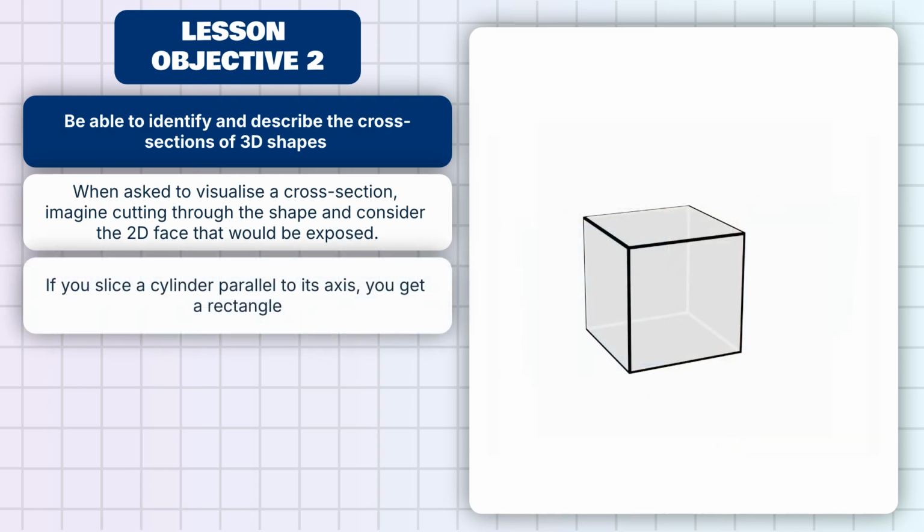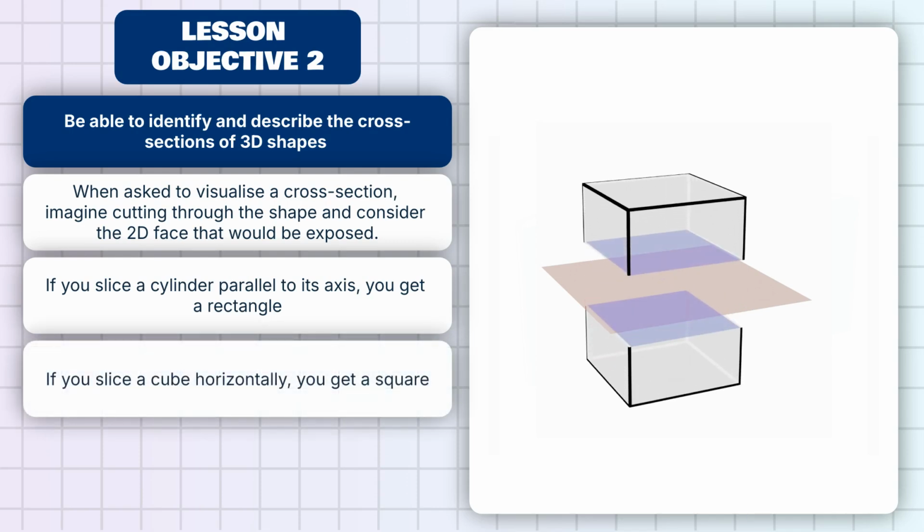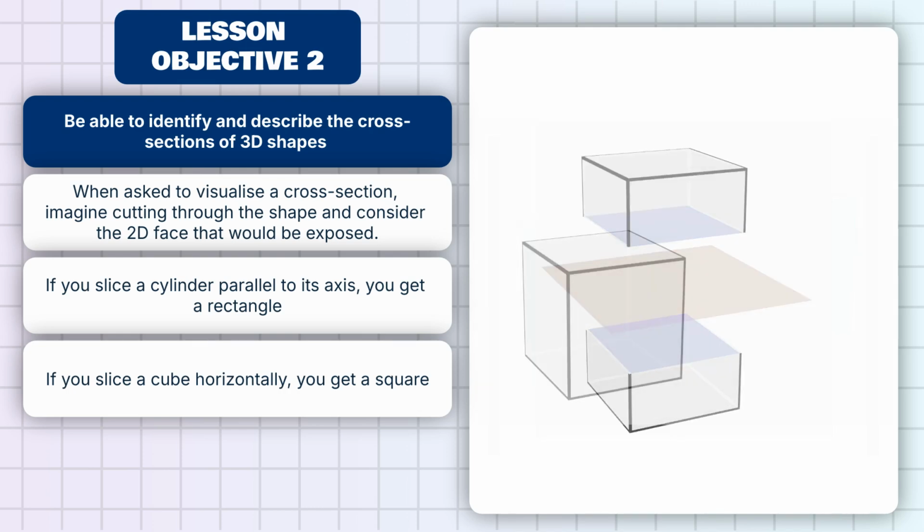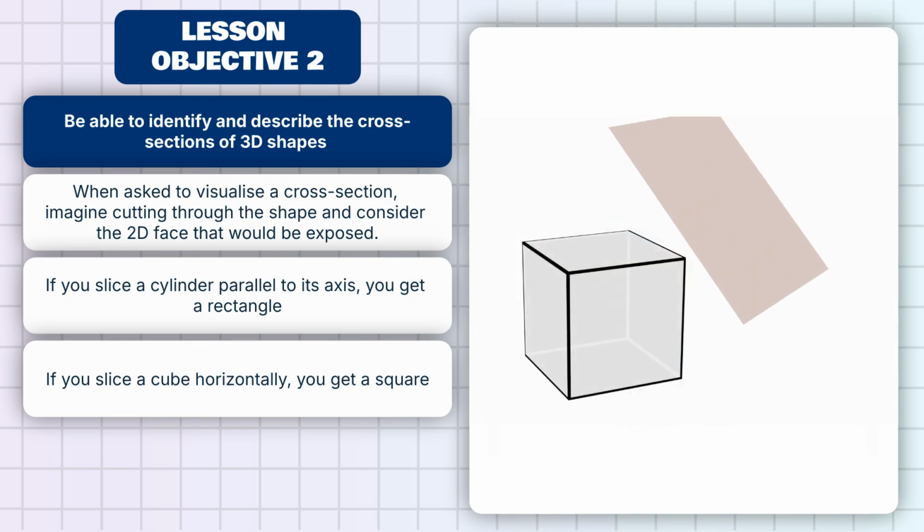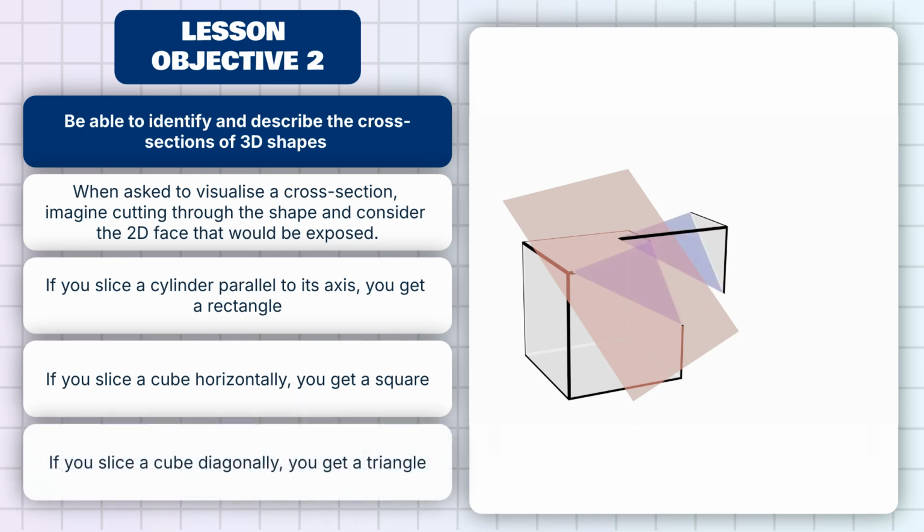Now imagine we have a cube that we slice horizontally. What would be the cross-section? Again, pause the video and try to visualize it. The cross-section in this case would be a square. A slightly harder example would be cutting the cube across one of its corners. Pause the video and have a think about the resulting shape. As you can see here, the cross-section would be a triangle.